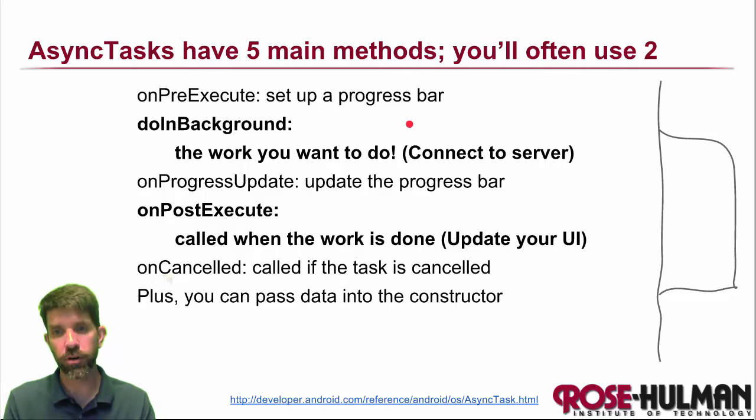There's also a couple other methods that have to do with progress, so you can set up a progress bar and update it over time. I'm not going to worry about that here. There's also an onCanceled callback in case your task was actually canceled. Again, not going to worry about that. But the one other thing I will mention is that you can pass data into the asynchronous task constructor, say if there's some other information that you want to store. More information about it is down here if you want to follow the link.